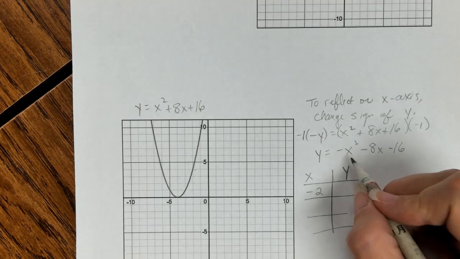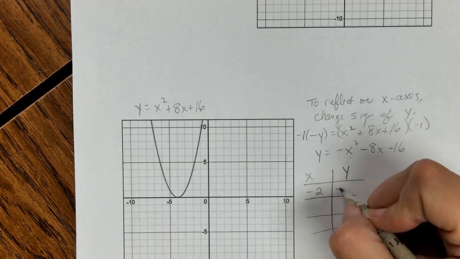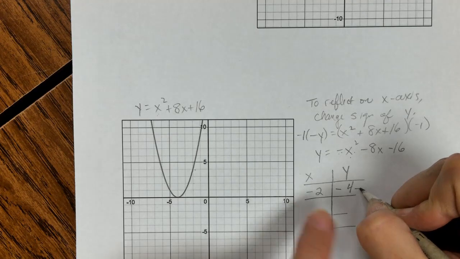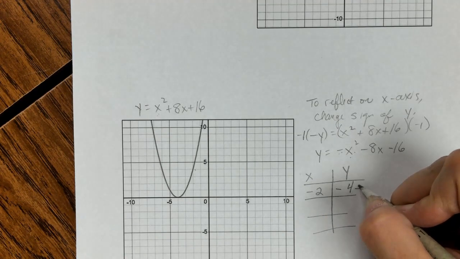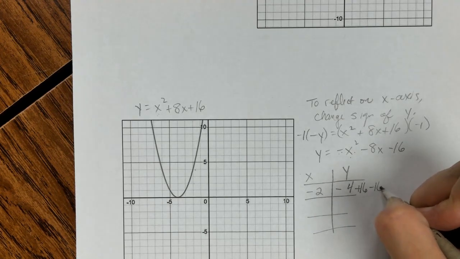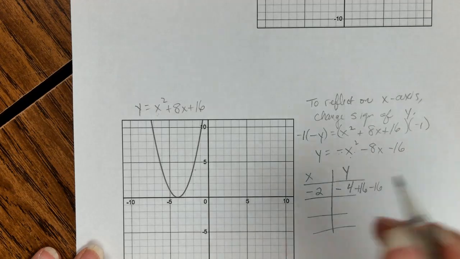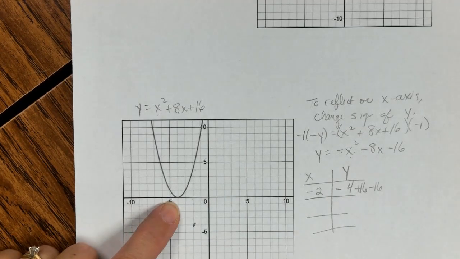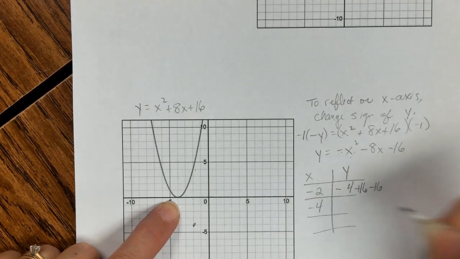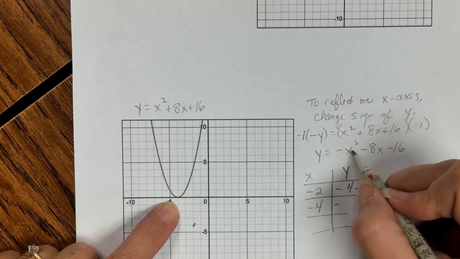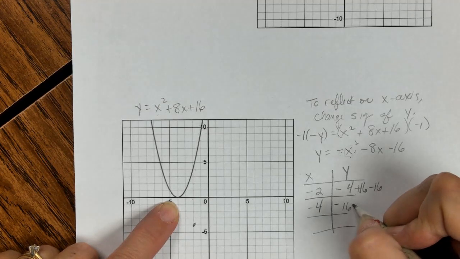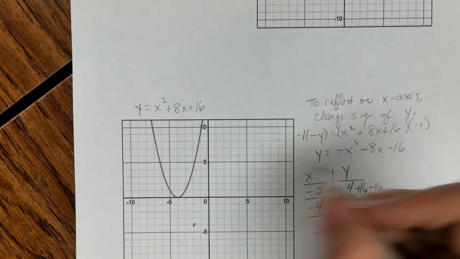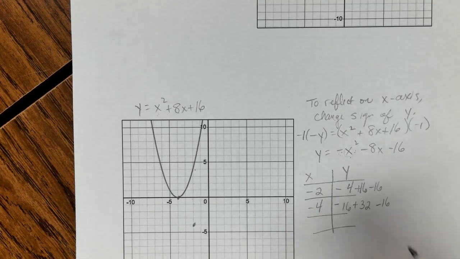Okay, so if I put -2 in here, I have negative from this negative, and then when I square -2, I get 4, minus 8 times -2, so minus -16, so plus 16 minus 16. I'm getting -4, which I'm supposed to. And when I put -4 in, I should get 0. So we have the opposite of -4 squared, which is 16, minus -32, so plus 32, but then minus 16, that is 0. So there we go.